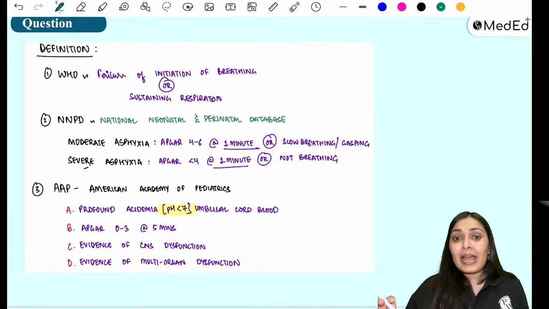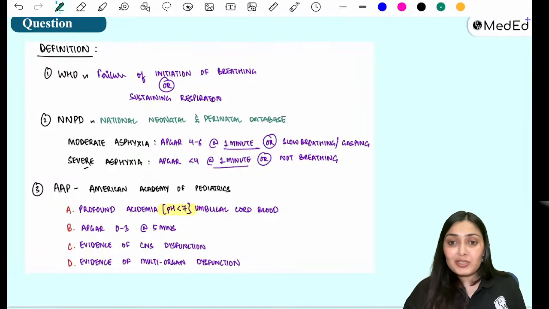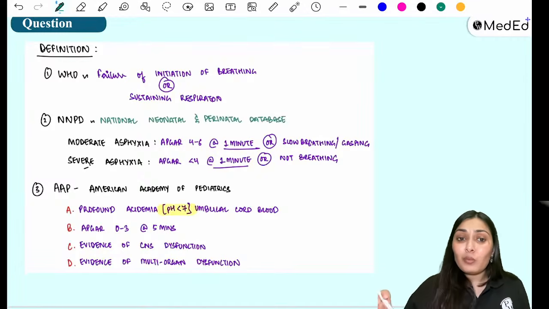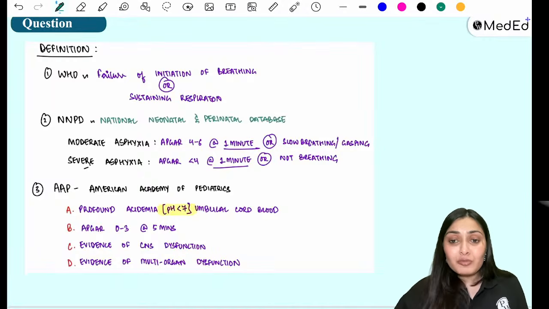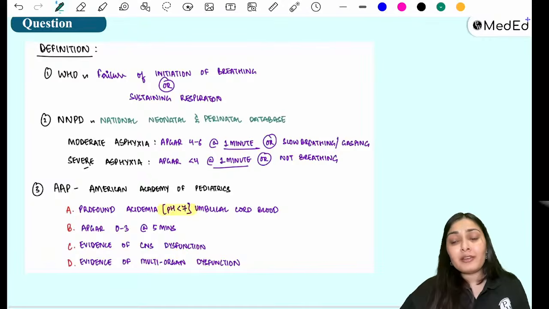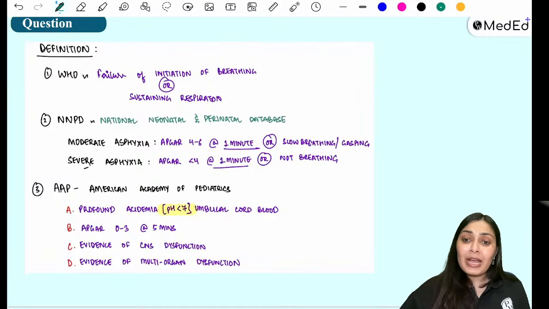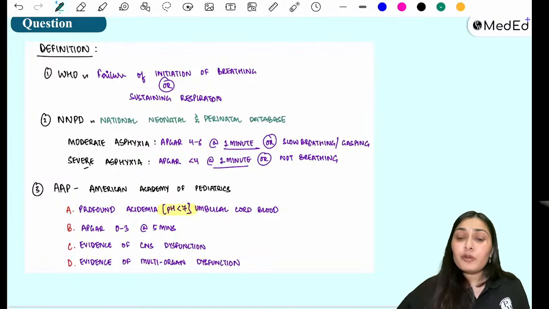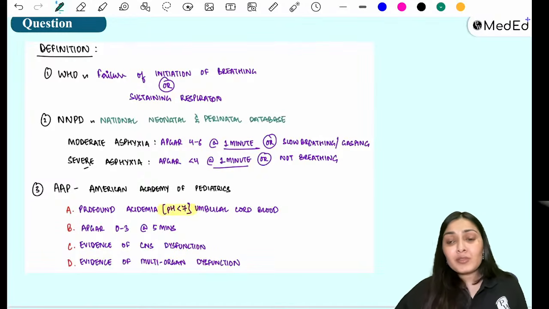Firstly, they told that I will use this score, APGAR score, at 1 minute. So if at 1 minute of life APGAR score is 4 to 6, or the child has slow breathing, gasping respiration, this is moderate asphyxia. And if at 1 minute the APGAR score is less than 4, or the child is not breathing, this is severe asphyxia. Right? Simple. So NNPD again gave this simple definition depending upon the APGAR score and the breathing status. If it is 4 to 6 and slow breathing, gasping breathing, moderate asphyxia. If it is less than 4 and the child is not breathing, this is severe asphyxia.